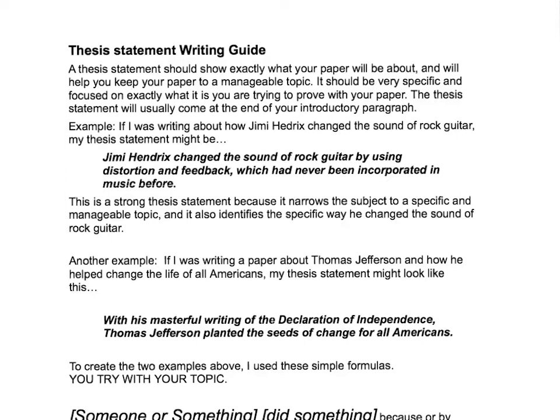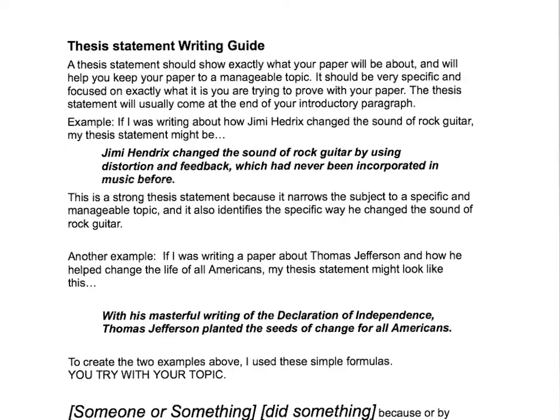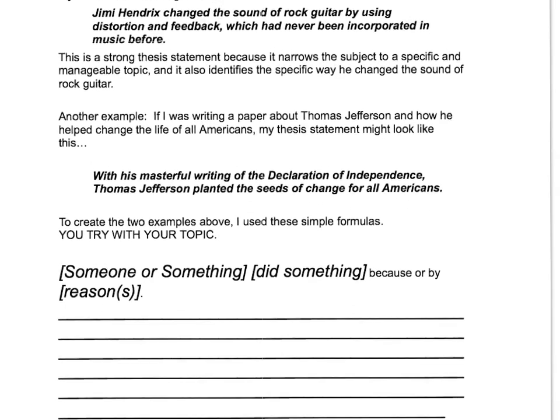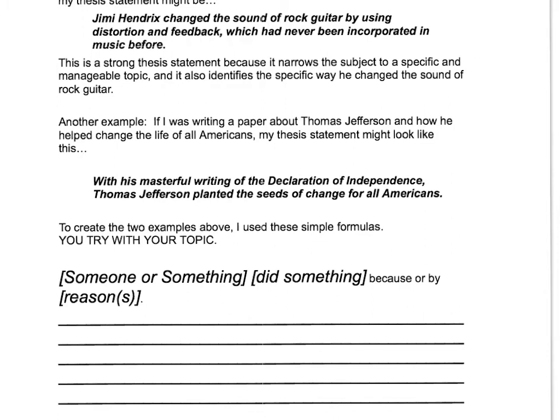To create these two examples, I used a simple formula. There's two of them. They're essentially the same, except that they just rearranged the way these things are laid out in the sentence. So let me show you that formula. For the first one, it is someone or something, if you're writing about a thing, did something, right? And because of it, something happened. They did something by doing something, and it caused this change.